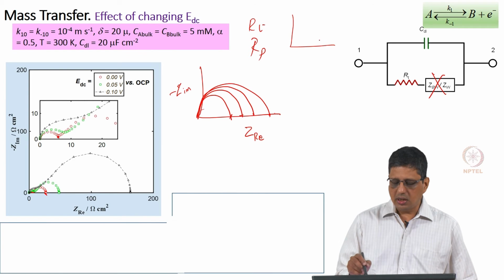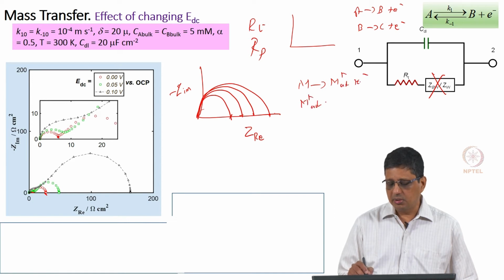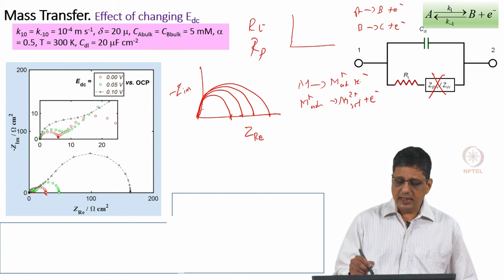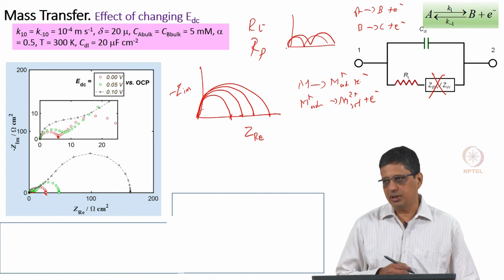We also saw other examples where A goes to B, B goes to C. We would have used a slightly different notation. We might have said metal going to metal plus adsorbed plus electron, metal plus adsorbed going to metal 2 plus solution plus electron. This is one example. In those cases, generally charge transfer resistance tended to decrease with increase in potential.